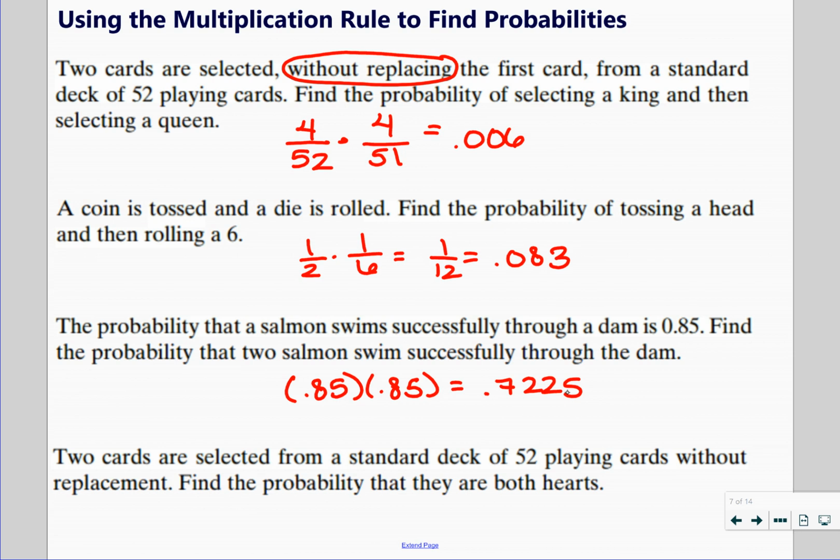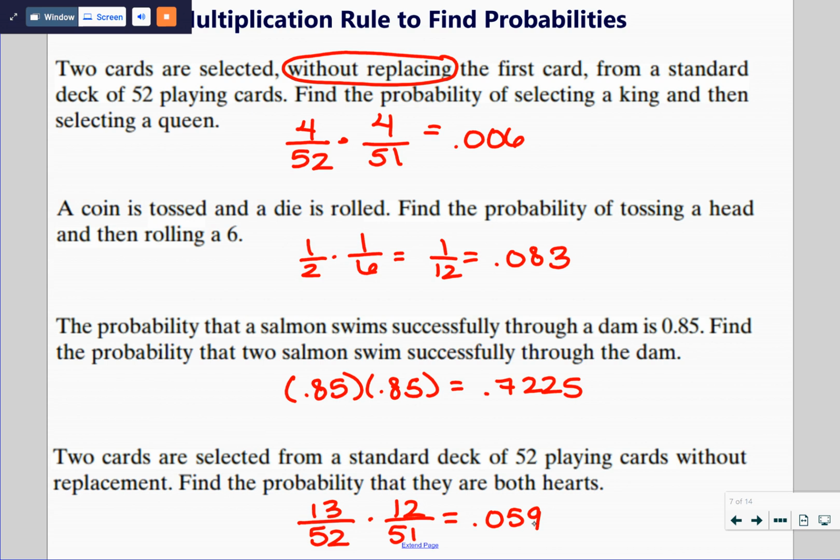Two cards are selected from a deck of 52 playing cards without replacement. Find the probability that they are both hearts. What's the probability that the first card selected would be a heart? 13 out of 52. It's 13 of each suit. If I pull out a heart and take that heart out, how many hearts are left? And how many cards total are left? 51. So 13 out of 52 times 12 out of 51, I get approximately 0.059. Any questions on those? Multiplication rule.